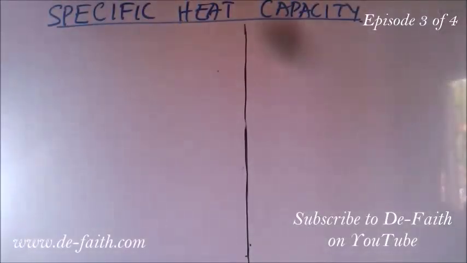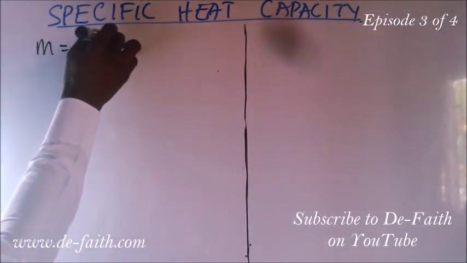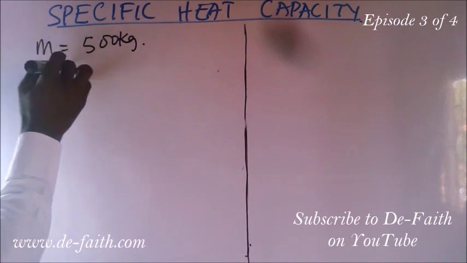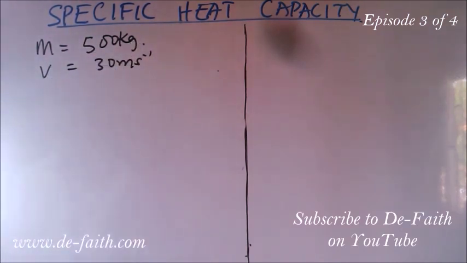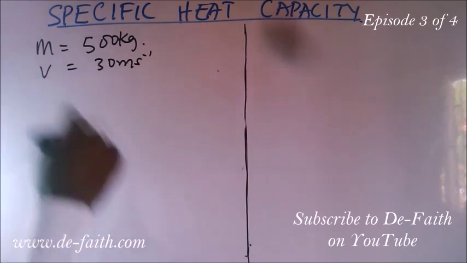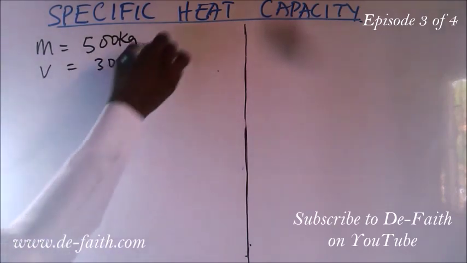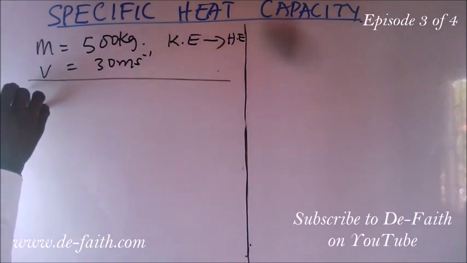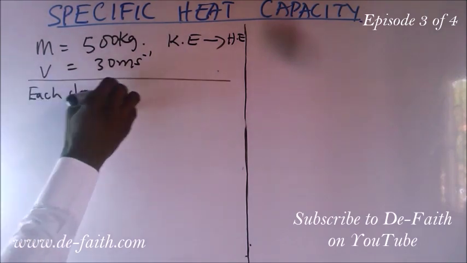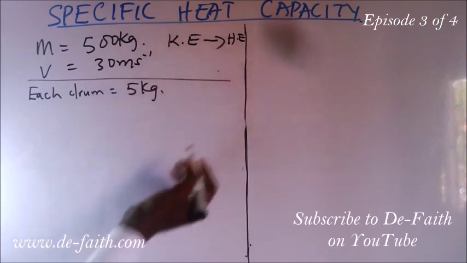Here we have a car of mass 500 kg, which is moving at a speed of 30 meters per second and was brought to rest by applying brakes. Now all the energy, that is the kinetic energy, was converted into heat energy at the brake drums. We have to find the rise in temperature. That means when the brake was applied, there was an increase in temperature. At the 4 drums, each drum has a mass of 5 kg.